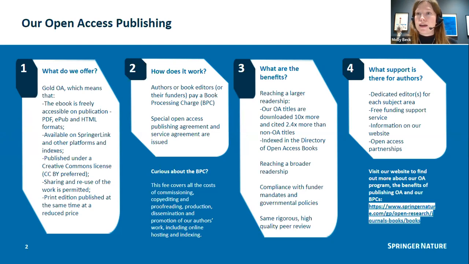It's worth keeping an eye on that if you are thinking about which publisher to go with, because some presses will make the PDF available on publication under their gold open access offering. So what we do really covers all of the different ways that readers could want to come and read your book. And the ebook is available on SpringerLink, which is our ebook library platform, but you can also find it on lots of other platforms. So that includes Amazon, Google Books, Mobi.